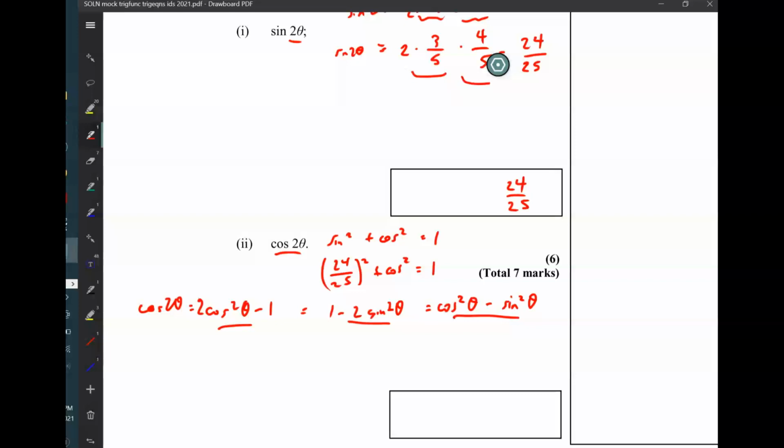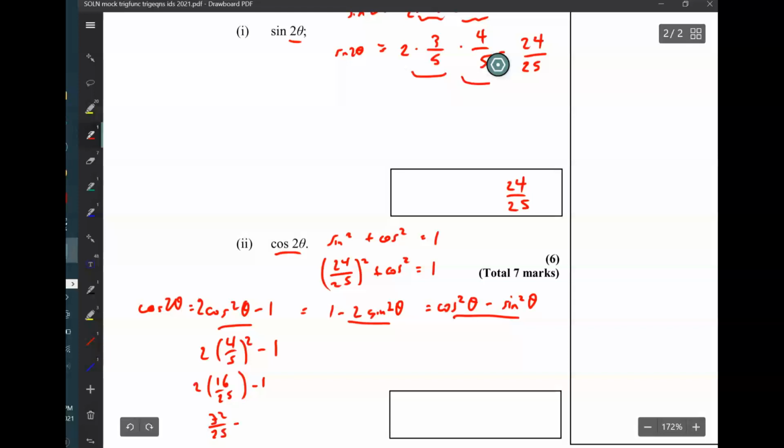Let's see. So, for example, 2 cosine squared minus 1, we know that the cosine is equal to 4 over 5, right? So it would be 2 times 4 over 5 squared minus 1. So that would be 2 times 16 over 25 minus 1, which is equal to 32 over 25 minus 1, which is equal to 32 over 25 minus 25 over 25, which is equal to 7 over 25. Okay, so cosine 2 theta is equal to 7 over 25.